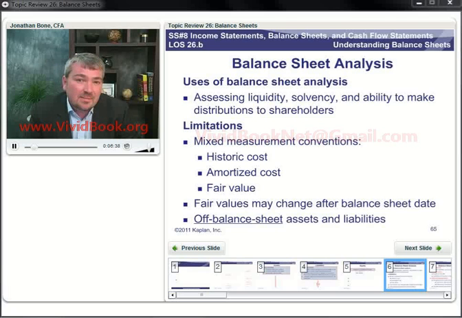But even a company that's using fair value, of course, may have a problem because the accounts are not published until after the year end. And as a result, fair values may have changed between the balance sheet date and the date where the users of the accounts are actually obtaining the information. One final problem as well is that the balance sheet doesn't include off-balance sheet assets and liabilities. Now, the classic off-balance sheet assets and liabilities are caused by operating leases, and we'll see those in a later reading.